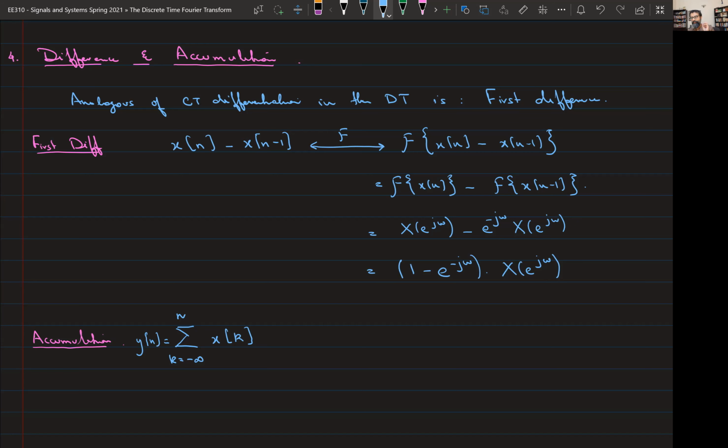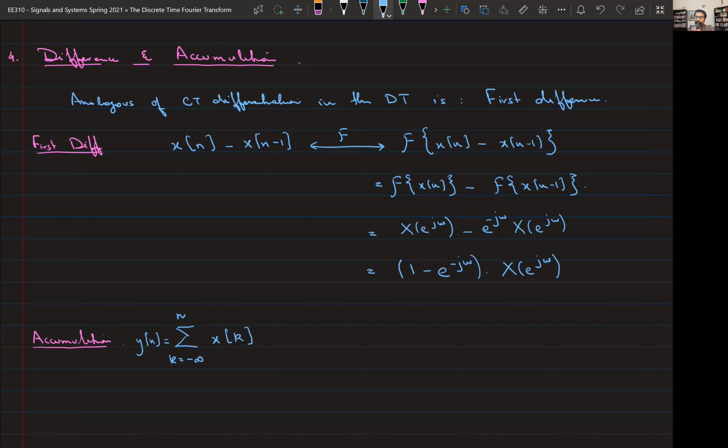Summation from k equals minus infinity, right? So the accumulated value evaluated at any time instance n is equal to the summation of x over all values from the past, summed up until that particular present day, which is n. Okay? And it turns out that this accumulation is the inverse operation of difference. Right? Is that clear?